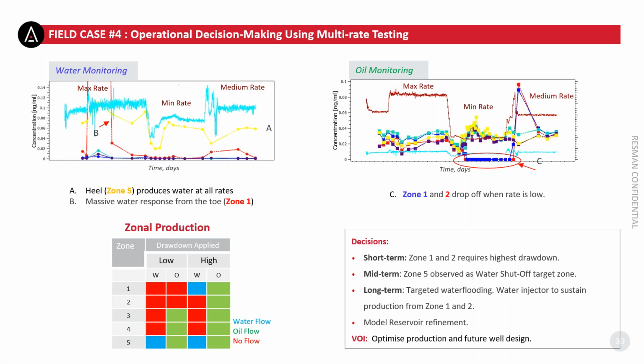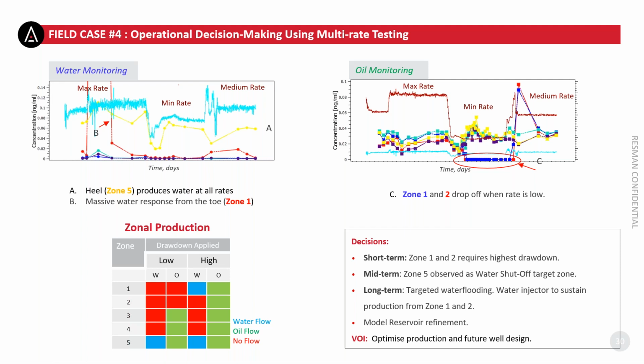Okay, so for this case study, for the water tracers and oil tracers both, we implemented 3 rate changes, and we see clearly where the response is applied. So that is the heel of the well, the yellow zone, and we see that the well is actually contributing to water at all rates. What happens with the red tracer, which is located at the toe of the well? It just increased very rapidly at a maximum rate.